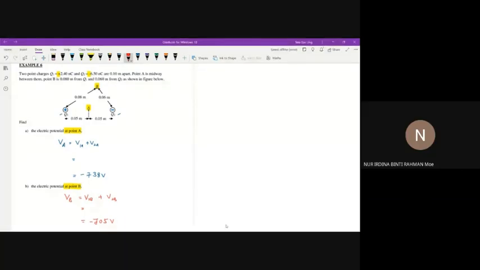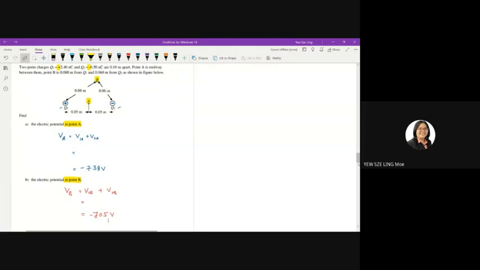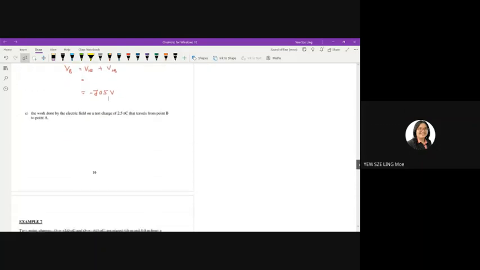Bagus. Right, so total potential actually is quite simple. You look at how many charges you have in one system, and then you calculate the potentials and you add them up. That is the meaning of algebraic sum in your notes. Now question C. Let's look at question C.